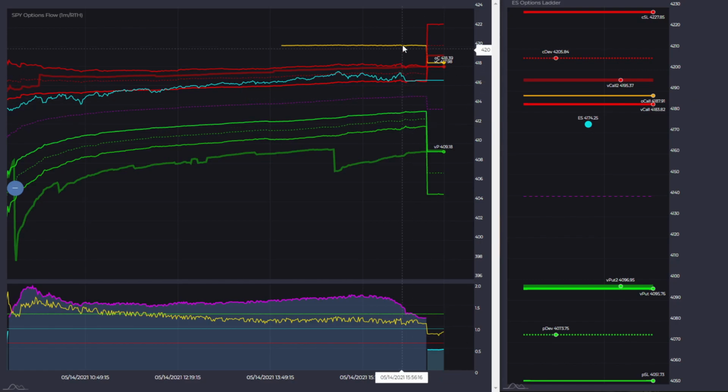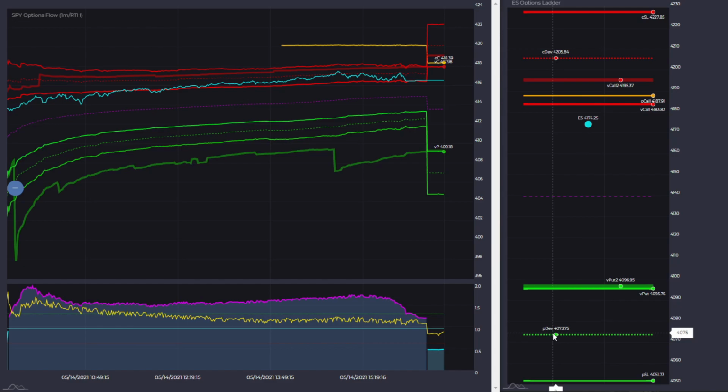Now these levels will change during the RTH. As you can see, this is not a straight line, right? And this is the RTH session, but these levels are valid throughout the overnight session. So I would definitely use them in overnight, but with the overnight session, it's usually good to enter at the CDEV level or PDEV level, so the call deviation level and put deviation level.